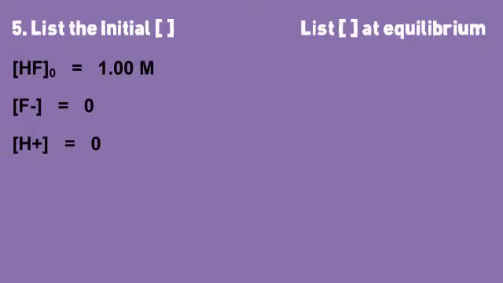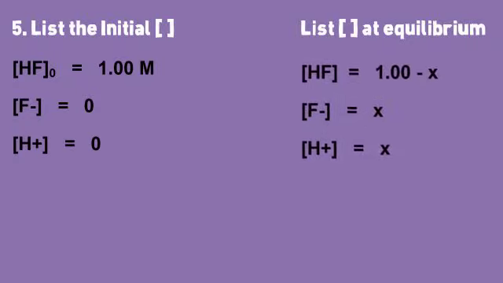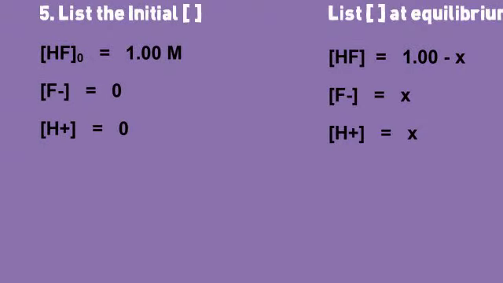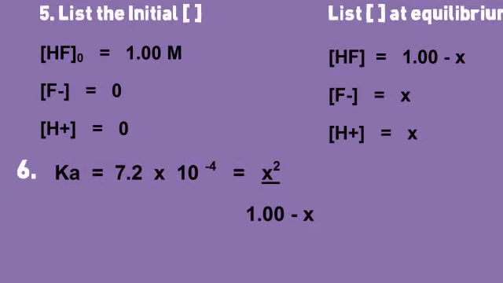Initially, we had all HF at 1.00 molarity. We didn't have any fluoride ions or hydrogen ions. However, at equilibrium, since it's a balanced equation, we now have an X amount of fluoride, X amount of hydrogen, and 1 minus X for the HF. What do you do with that information? Well, plug it into the equation that you just had up above. That would be X times X over 1.00 minus X.